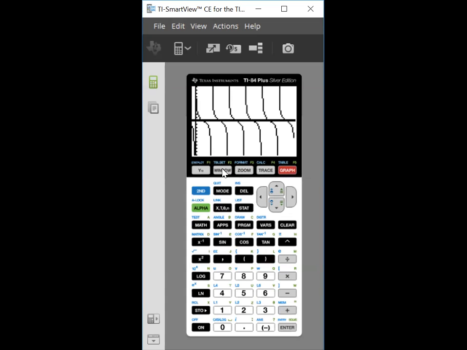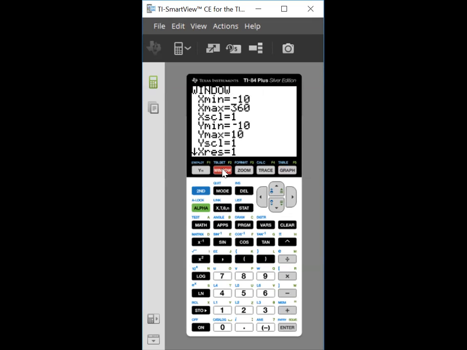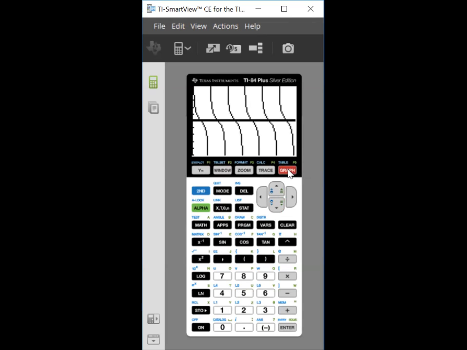Let's check the window, because we need the x min 0. So change it to 0. X max is 360 degrees. And let's change the y minimum to a lower number, which is -5, and the y max as +5, and hit the graph again. So we can see the expanded form of the graph. And then you see we're going to have 6 cycles from 0 to 360 degrees.